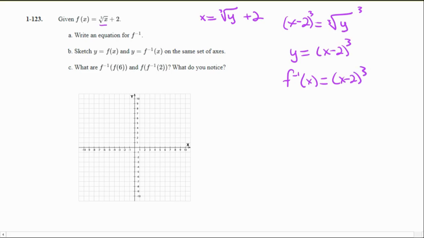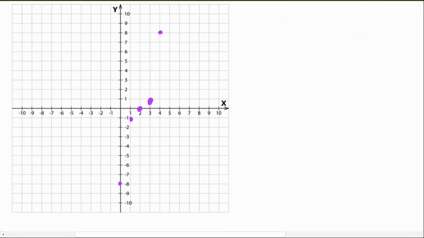And so from here, I'm going to sketch them both on the set of axes. So I'll do the cubic function here, the inverse, in purple. So I'm going to go 2 units to the right. And was it 1, 2, down 8. 1, 2, up 8. Let's zoom in on this a little bit, make it look a little bit better than what I normally do for graphs.